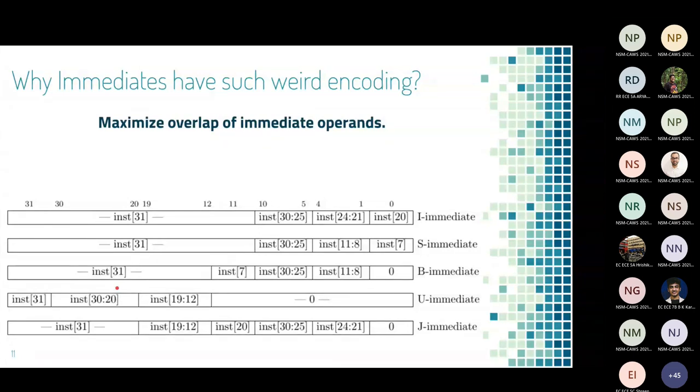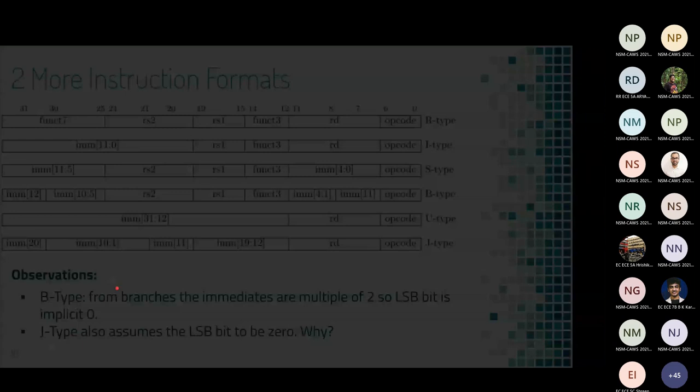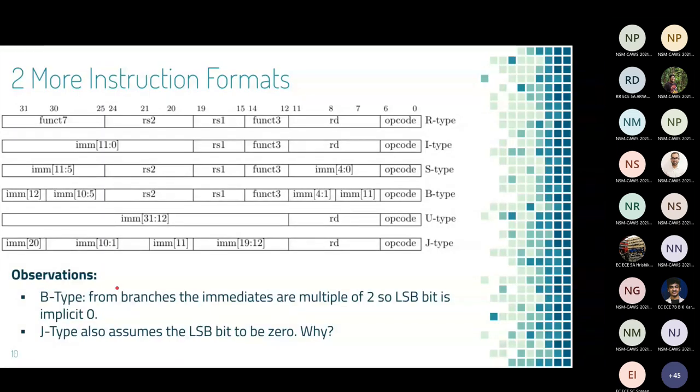Sir, I have a question. Yeah. If we are trying to have maximum overlap, then why are we placing the 11th bit in the 7th position? We could have just placed, instead of 12, we could have placed 11, and then we'd have a maximum overlap of 11 to 5. Right? Yeah. For the B type.